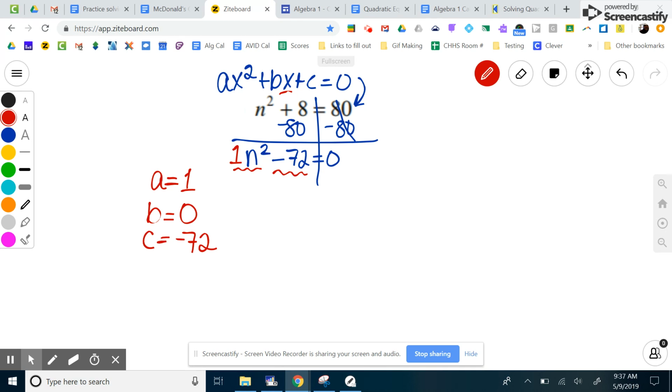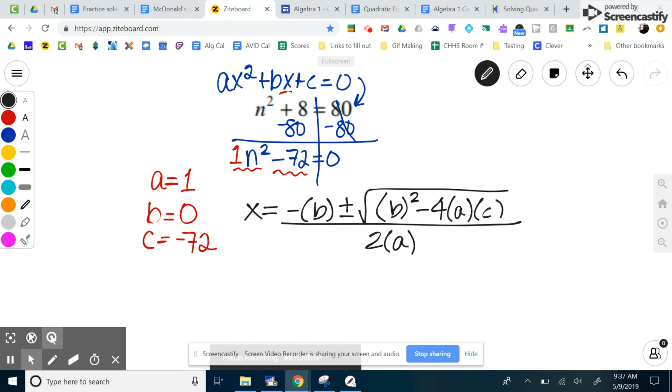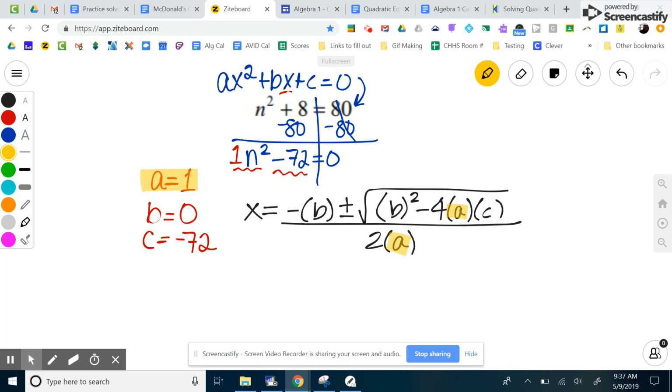So I'm ready to plug it into the quadratic formula. Pause your video and write the quadratic formula down. So you should have written x equals the opposite of b plus or minus the square root of b squared minus 4ac all over 2a. So now we are ready to sub in some values. So a goes here and here, b goes here and here, and c goes just here. So pause your video, sub them in.